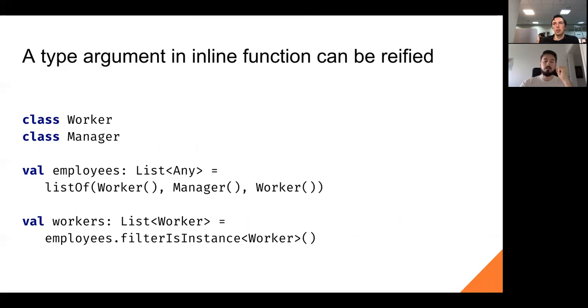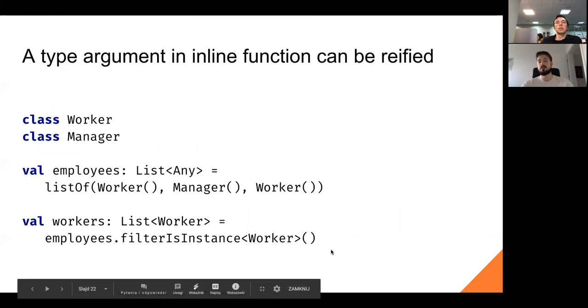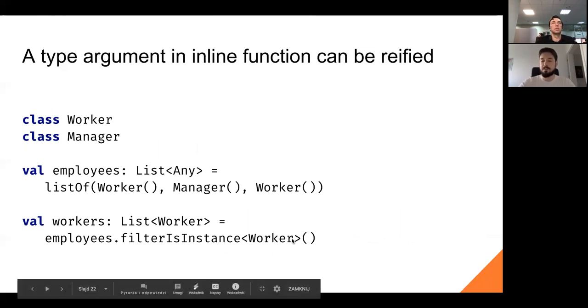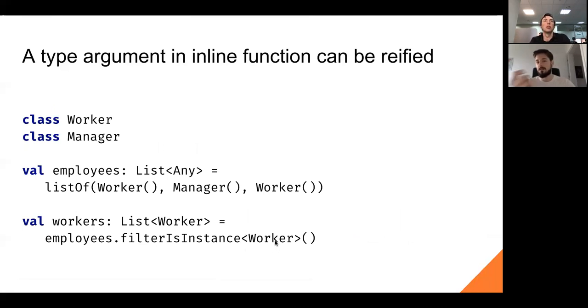This is also used in some standard library functions. For instance, filterIsInstance is filtering only instances of type Worker, and it is not only filtering but also casting, which is possible only thanks to the fact that Worker is a reified type parameter, so we can check if something is of type Worker.